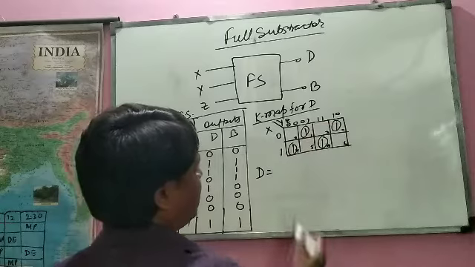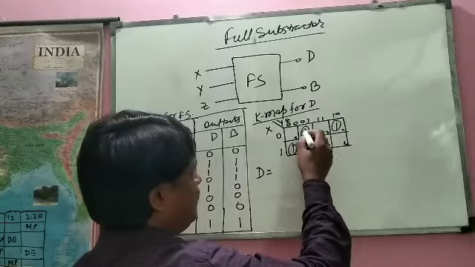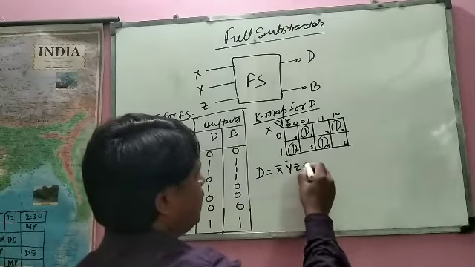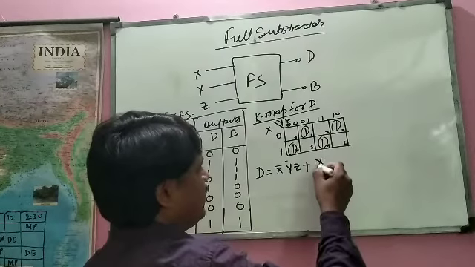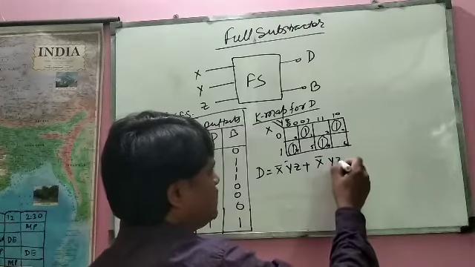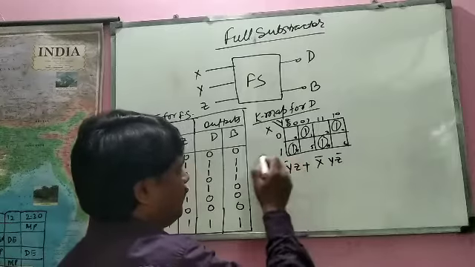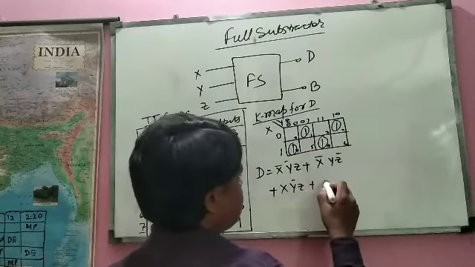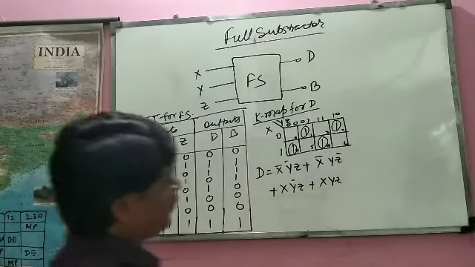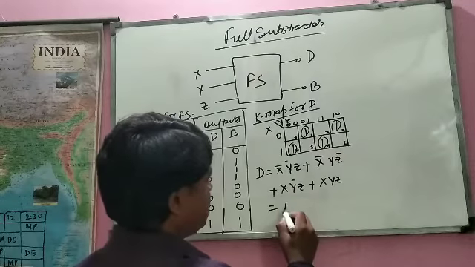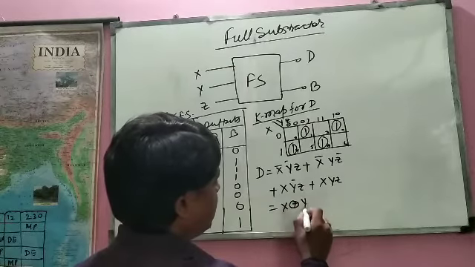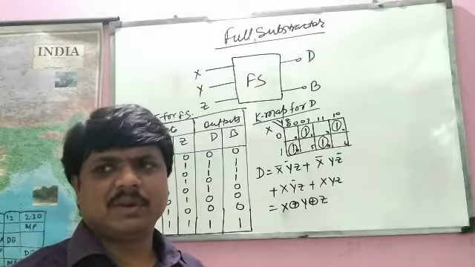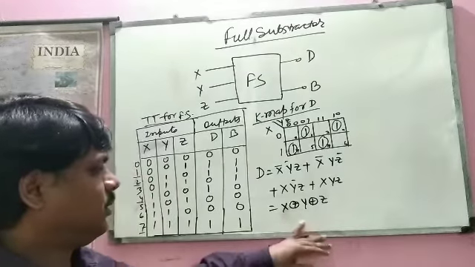So its value will be very similar. It may be written as: for the first one, x bar, and from here y bar z, plus for the second one, x bar, y z bar, plus from this side x, y bar z, plus from this side x, y z. And we have seen that this is nothing but x XOR y XOR z. If you find difficulty in how it comes, then go to my previous lecture on the full adder and you will find the solution.